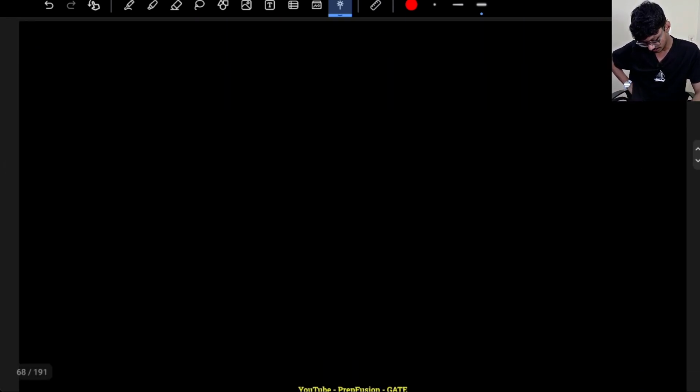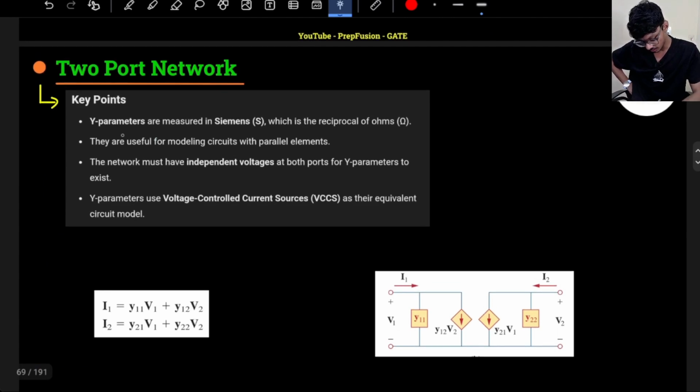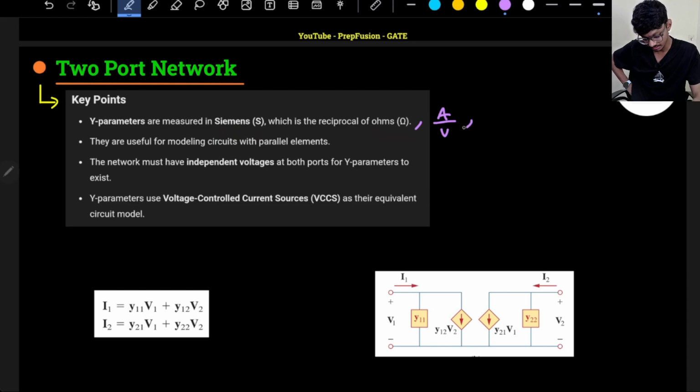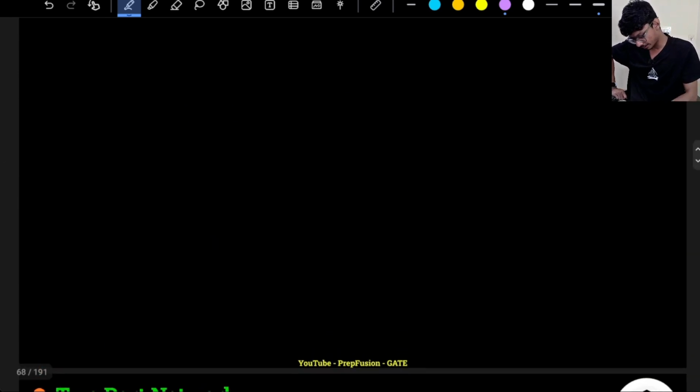And what else is there? The unit of Y parameters is Siemens, which is the reciprocal of ohm, and they are used for modeling circuits. It can be written as Siemens, or sometimes as ampere per volt, which is also a valid unit. Siemens can also be denoted as ohm inverse. All of these are saying the same thing. These are the few important points that you need to keep in mind.